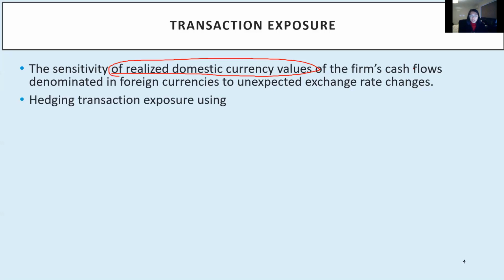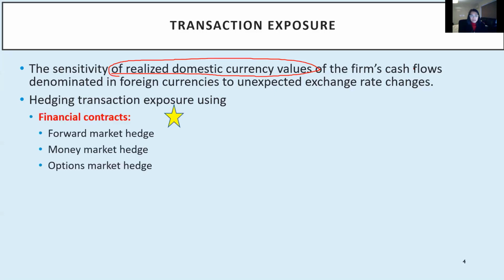So with transaction exposure management, we'll be focusing on how to manage this exposure by hedging, okay? With hedging, we talked about financial derivatives before in the previous topic. So transaction exposure could be hedged using either a forward contract. In this lecture, we are going to talk about money market hedge as well. And finally, we talk about options hedge, okay?